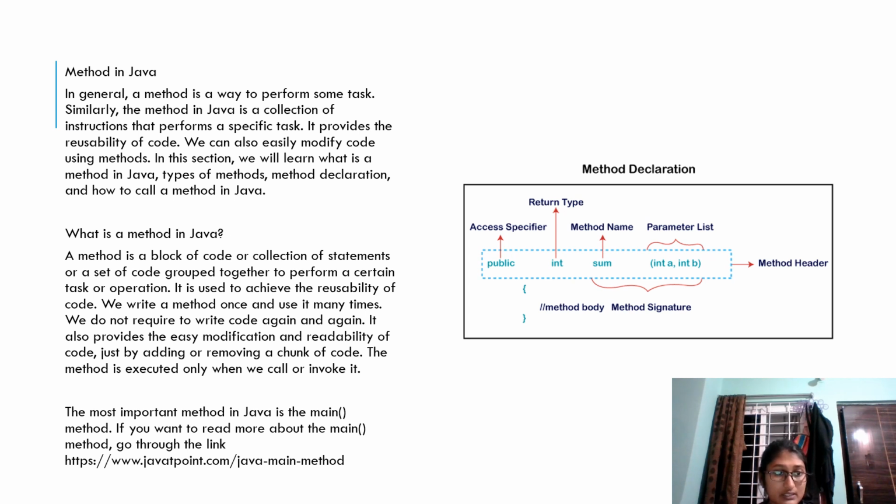What is a method in Java? A method is a block of code or collection of statements or a set of code grouped together to perform a certain task or operation. It is used to achieve reusability of code. We write a method once and we use it many times. We do not require to write code again and again. It also provides easy modification and readability of code, just by adding or removing a chunk of code. The method is executed when we call it to invoke it. The important parts of a method declaration are: access specifier, return type, method name, parameter list, and method body. This is a method declaration.